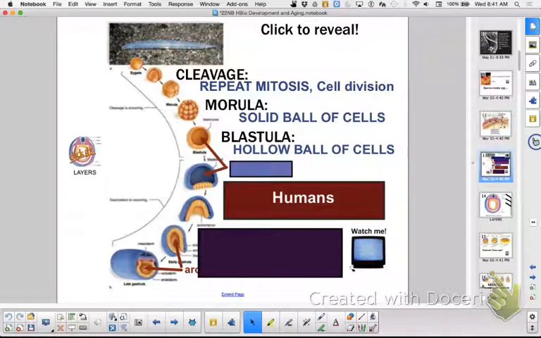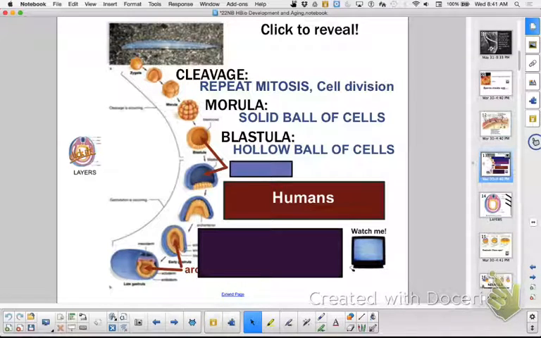So it might help you. Let's do this from the beginning. Here comes Mr. Happy Sperm. What's he wearing on his head? Acrosome. It contains enzymes, and it helps the sperm penetrate the egg. And it forms a diploid zygote.